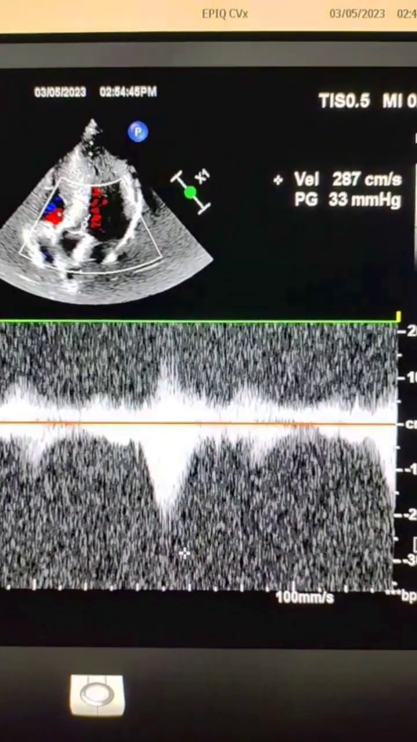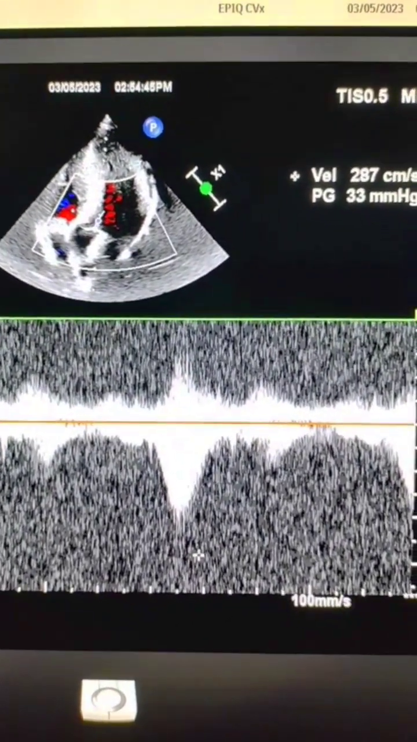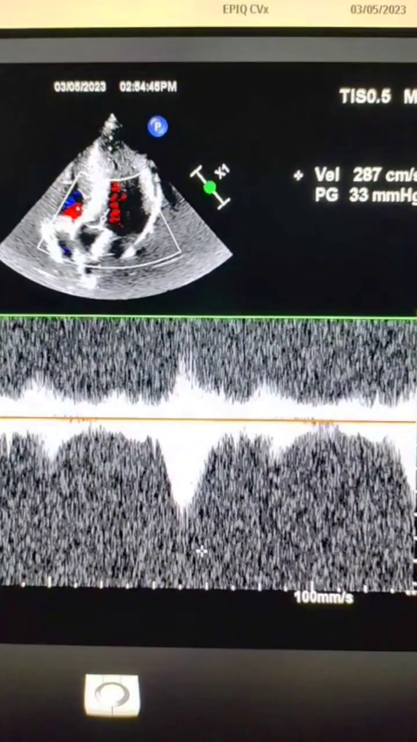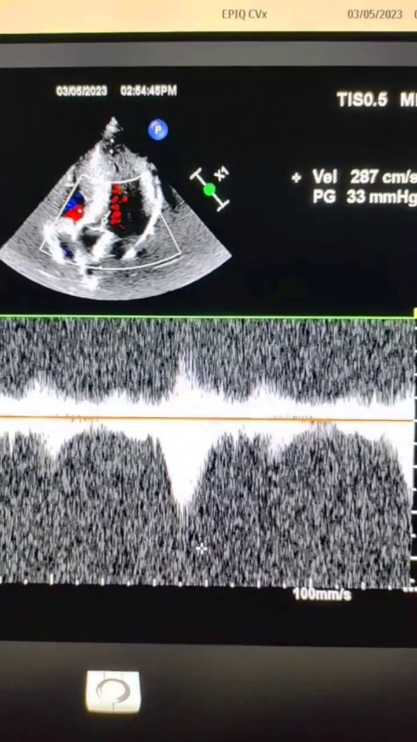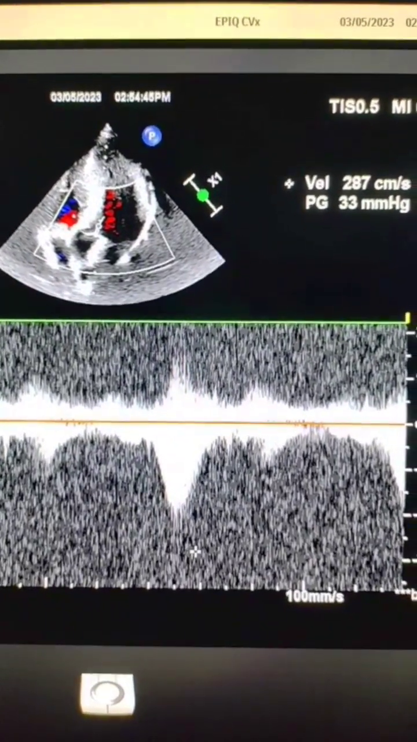This spectrum is typical of a dagger shaped spectrum, and it cannot be an aortic spectrum because an aortic spectrum is like a parabola, and this is a typical dagger shaped spectrum. So this is a case of obstructive HCM. A 17-year-old boy presented with obstructive HCM.